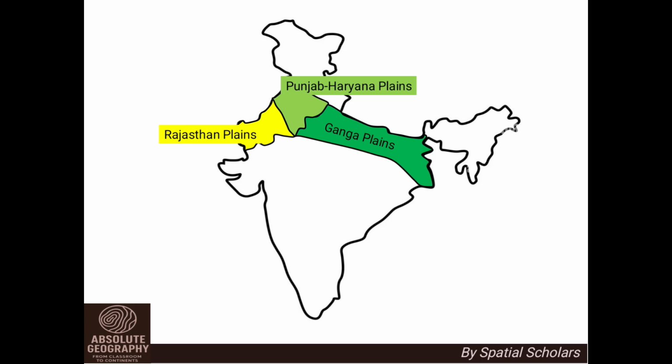And lastly, we have the Brahmaputra plain lying to the east of Ganga plains and along the Brahmaputra river in Assam. This is a narrow valley that is enclosed by Himalayas in the north and the Garo Khasi hills in the south. Formed by deposition done by Brahmaputra river, it is a flat and low-lying plain and is very prone to flooding due to heavy rainfall during monsoon season.